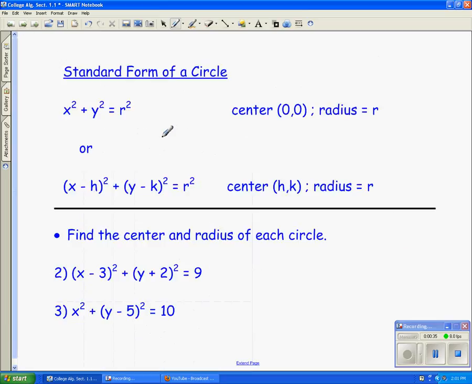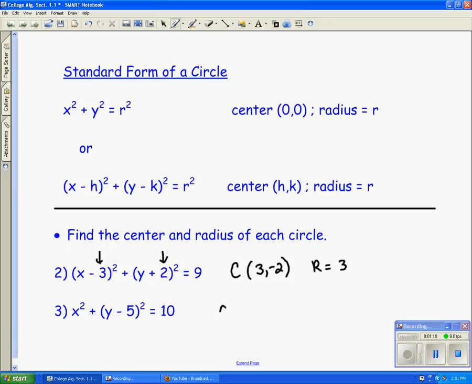Next, we look at standard form of a circle. This one is when the radius is 0 and the center is (0, 0), and this one is when your center is (h, k). The center is the ordered pair (h, k), but because this is subtraction and that's subtraction, you do the opposite, so you get (3, -2). If this is r squared, then we take the square root of it, so the square root of 9 is 3.